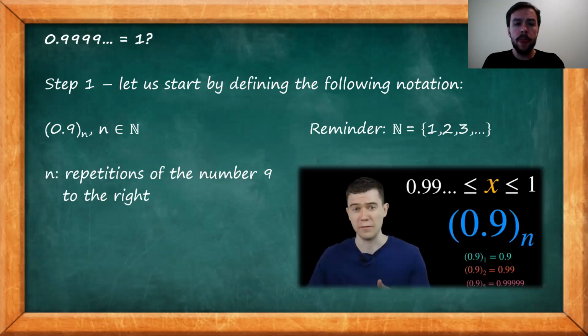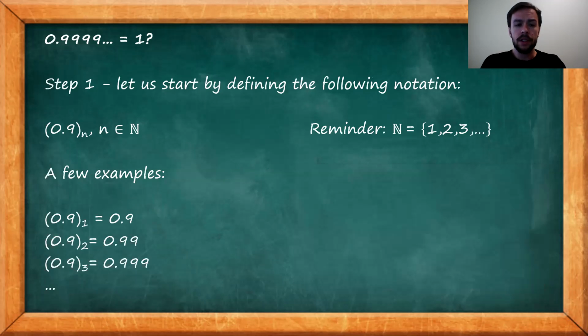So in the first step, we start by defining the following notation. 0.9 sub n, where n belongs to natural numbers. And in this notation, n represents the repetitions of the number 9 to the right of 0. And I actually saw this notation in the same video that I mentioned before by BriTheMathGuy. So just to clarify the notation, here are a few examples. 0.9 sub 1 equals 0.9 because 9 shows up once after the 0. 0.9 sub 2 equals 0.99. 0.9 sub 3 equals 0.999, and so on.